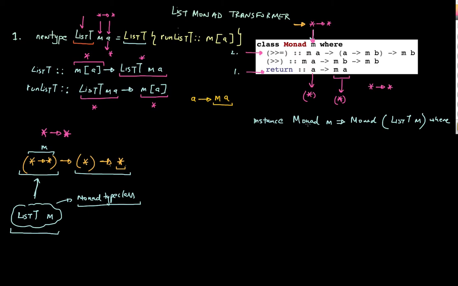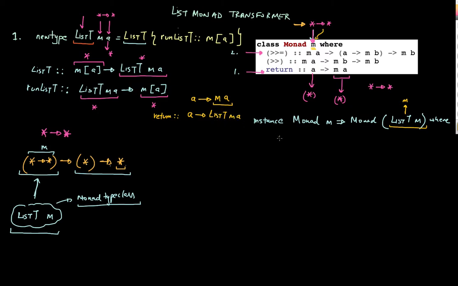Now, because I'm making ListT m an instance of my Monad type class, wherever I see this m, I'm going to replace it with ListT m. Remember, this entire piece over here is acting as my m in my type class. So the type signature for my return method is going to be as follows: it takes in some value of a and gives you back some value of type ListT m a.